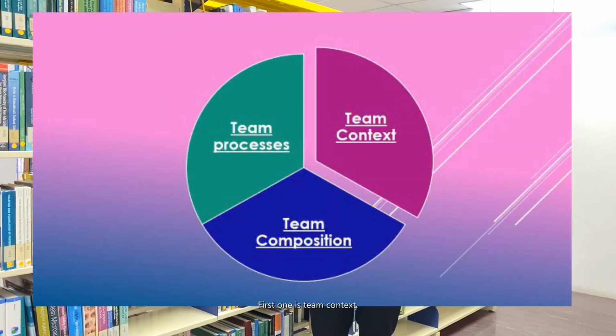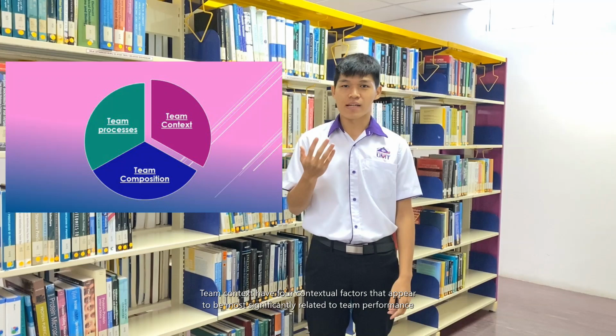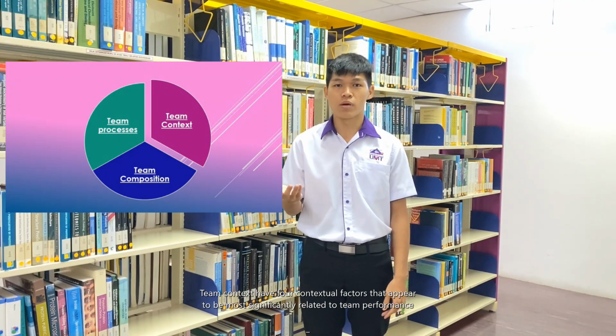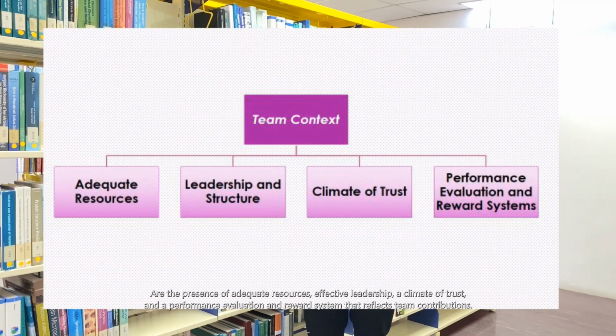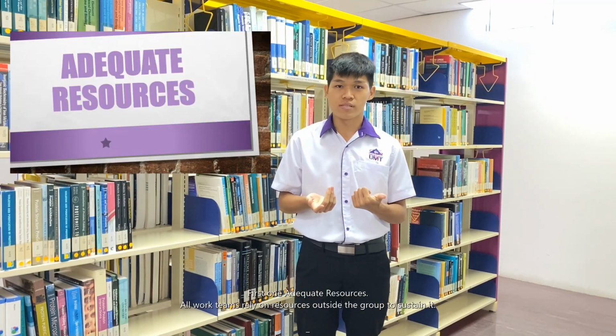Characteristics of effective team. One is team context. Team context has four conceptual factors that appear to be most significantly related to team performance: the presence of adequate resources, effective leadership, a climate of trust, and a performance evaluation and reward system that reflects team contribution. First one, adequate resources.